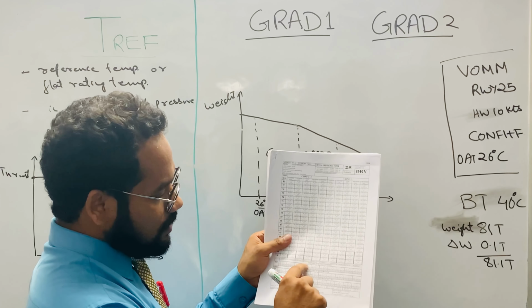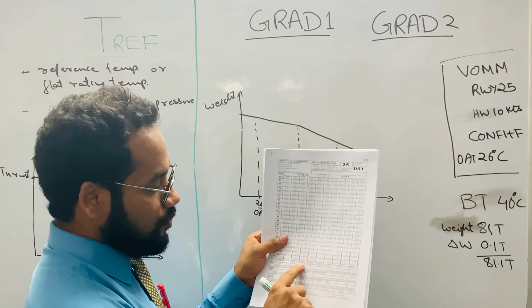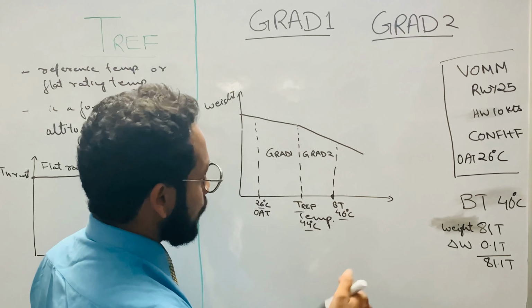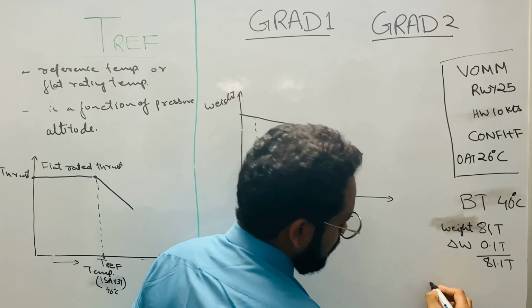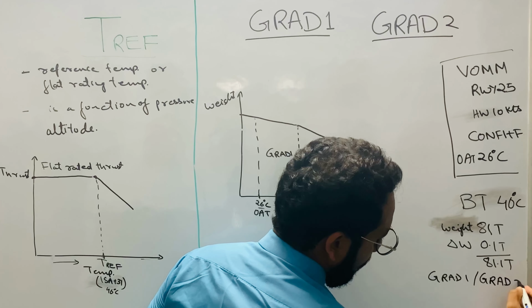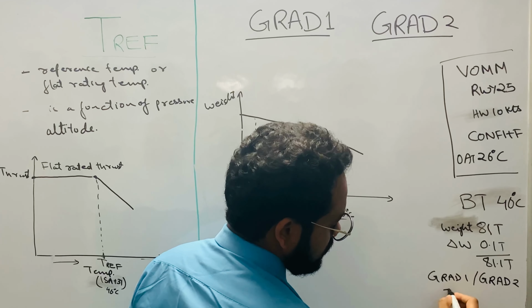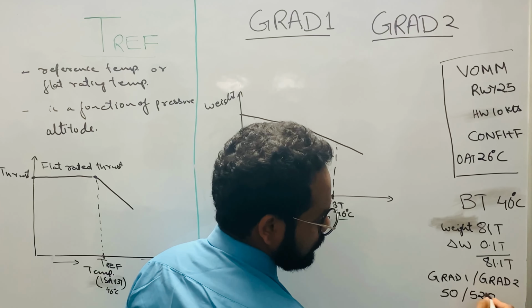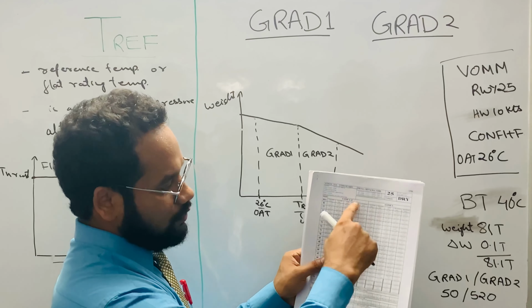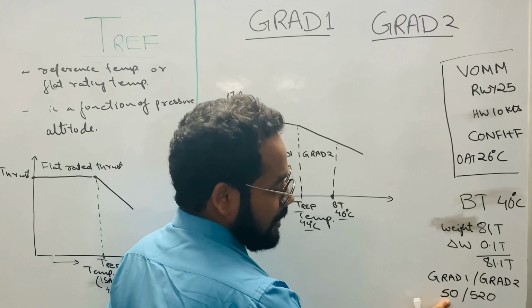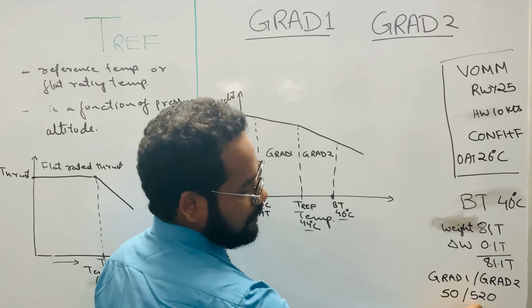At this bottom, I'll read out what is written, as it is not visible to you. It's 50/520. So they have given GRAD 1/GRAD 2 as 50/520. This is what is written at the bottom of this 10 knot headwind column. This is your gradient correction: this is the GRAD 1 correction, and this is the GRAD 2 correction.